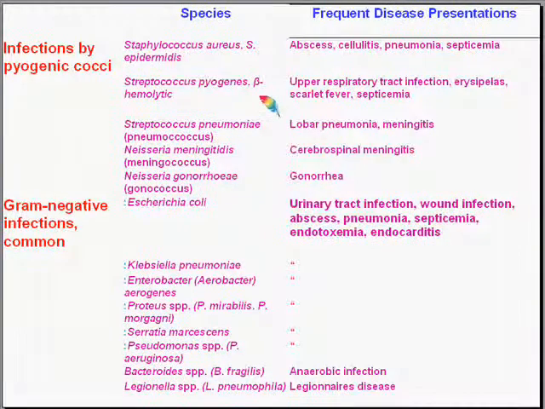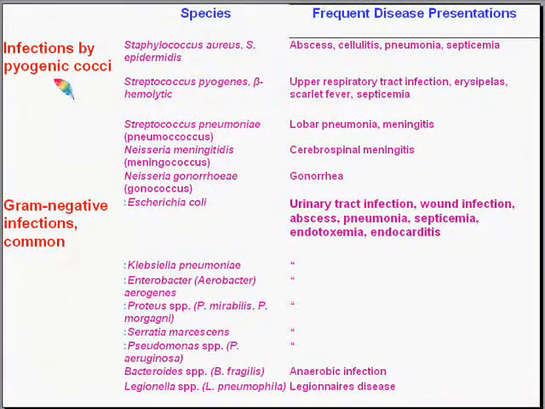They can infect just about everything. They can infect superficial tissue, skin, deep tissue, just about anywhere in the body. Common places for staph are abscesses, cellulitis, pneumonias, septicemias. In terms of strep, pretty much follows the same thing: upper respiratory infections, erysipelas, scarlet fever, septicemia. So think of the cocci often as being called the general pyogenic cocci as our first category.